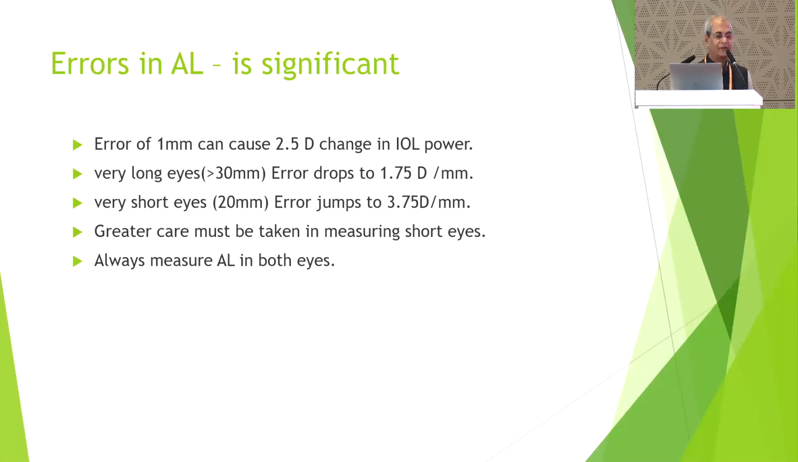So I'll just skip. So IOL calculation, it's very important to understand this. A 1 millimeter change will cause 2.5 diopter change in IOL power in a normal patient. So if the eye is very long, then this will come down. But if it is short, it is going to jump. So we have to be more careful when we are calculating for a hypermetropic or hyperopic eye, and always measure both the eyes. And if you get a difference of more than 0.3, you should redo that, and you can ask other people to confirm it again.